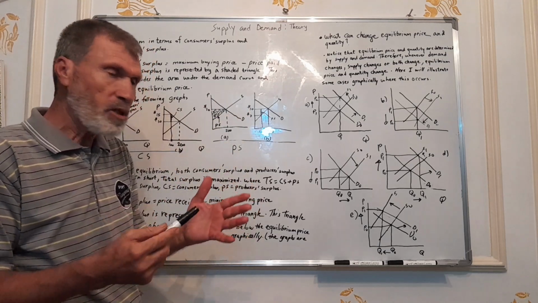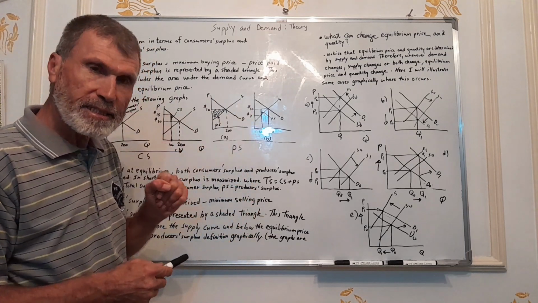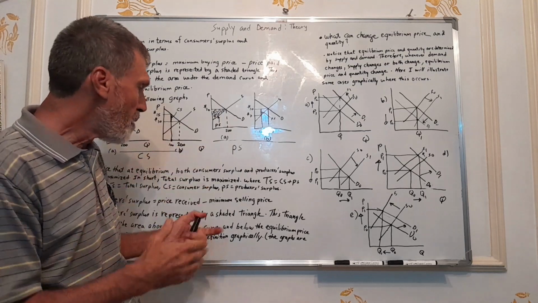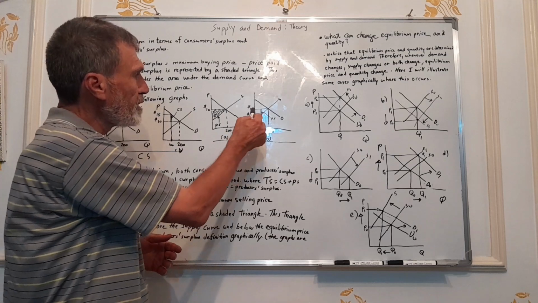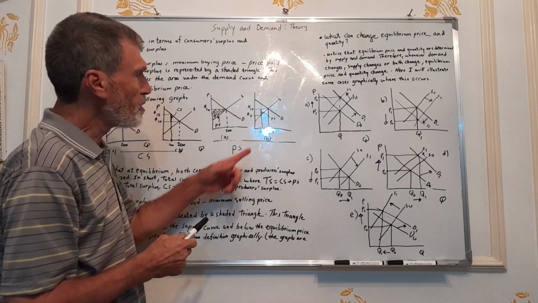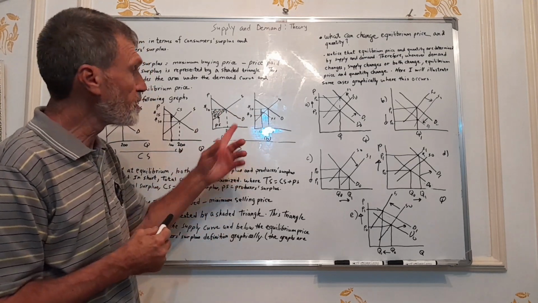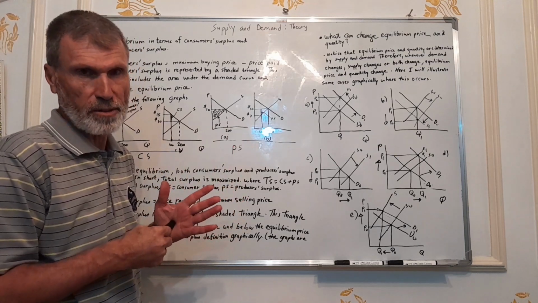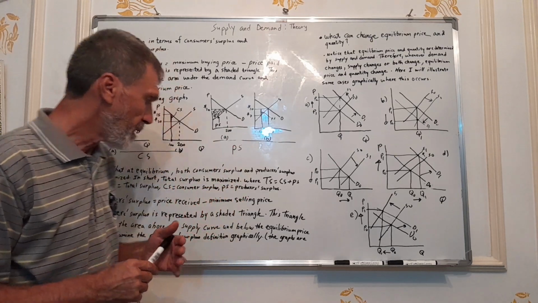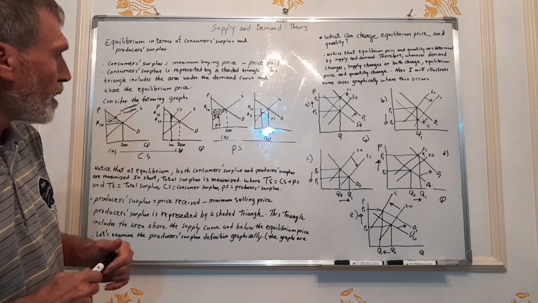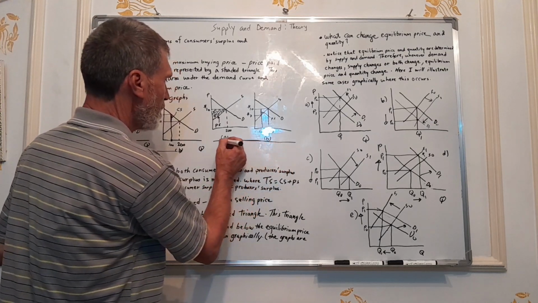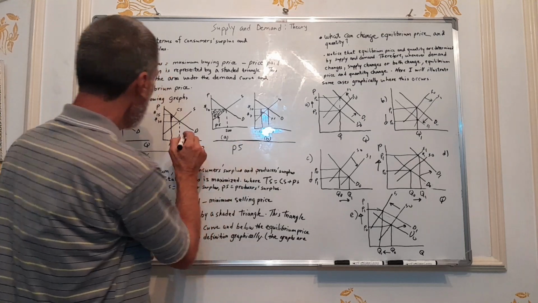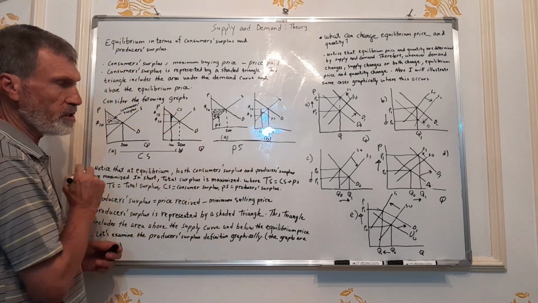So the difference between the price received and the minimum selling price is called the producer surplus. As you can see, it's 10 minus 7, which equals the producer surplus of $3. Great. These two graphs concern the producer surplus, and these two graphs concern the consumer surplus.